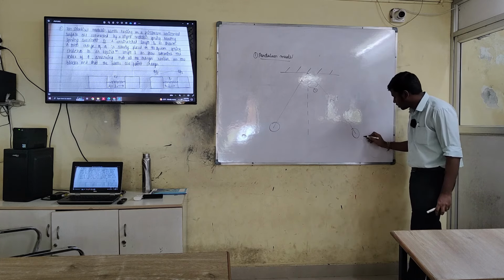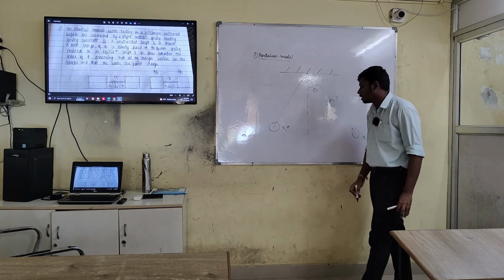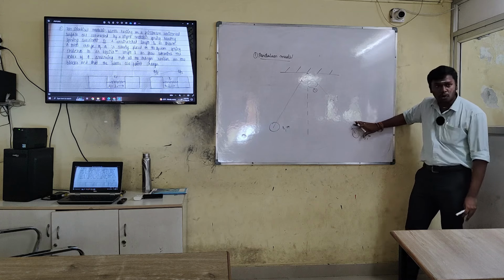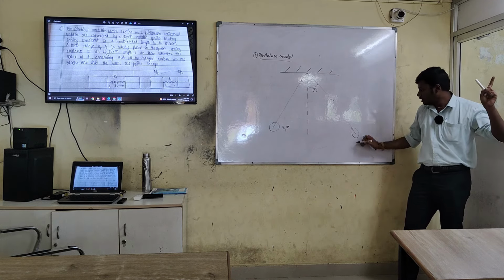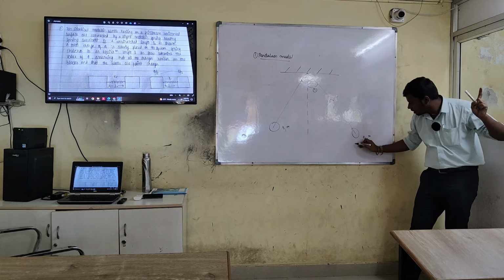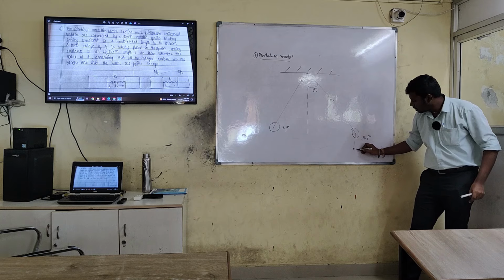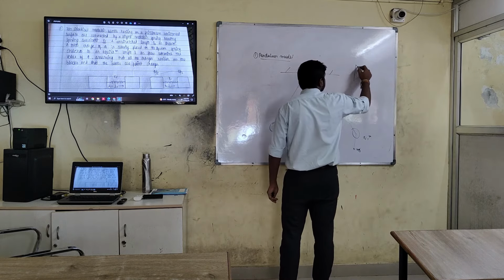This one has charge q and mass m, and that one also has charge q and mass m. What forces are acting here? If you consider this body, what are the forces acting? First, the gravitational force, exactly downward, mg. Yes or no?